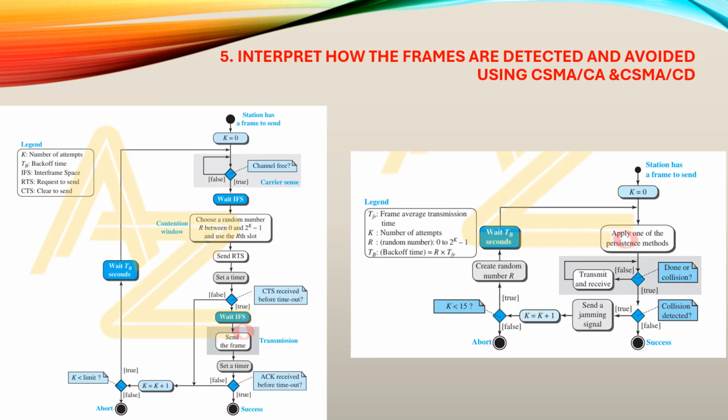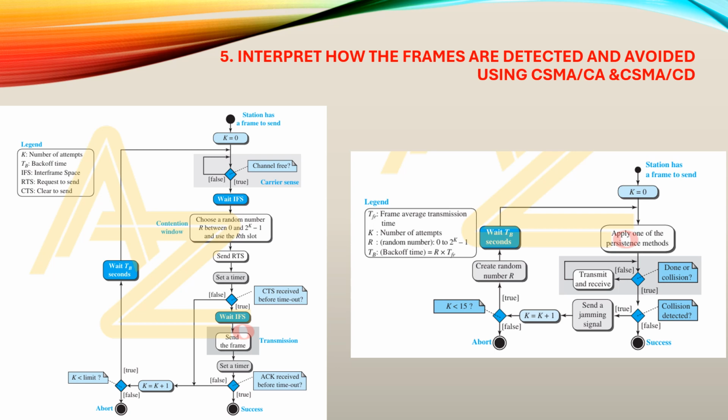Moving on to the next question: interpret how frames are detected and avoided using CSMA/CA. CSMA/CA is collision avoidance, and CSMA/CD is collision detection. This is the flow chart for collision detection, and for avoidance, this is the complete chart. If K is equal to 0, you apply the persistence method we saw in the other slide: one-persistent, p-persistent, or non-persistent. You check for collision. If it is detected, a jamming signal is sent, then a random number is created, waited, and the frame is sent again.